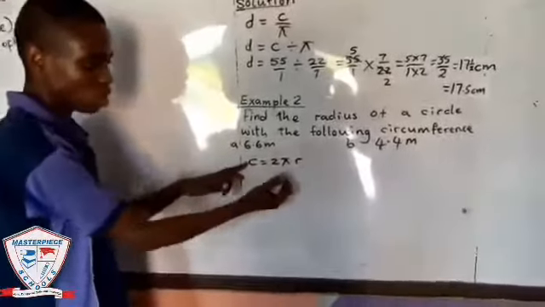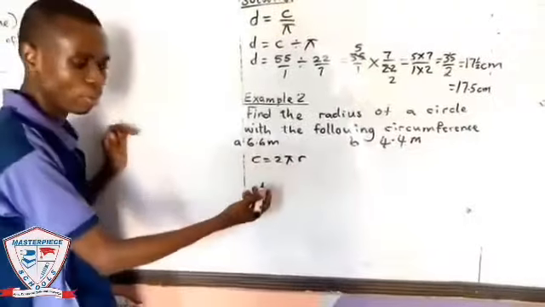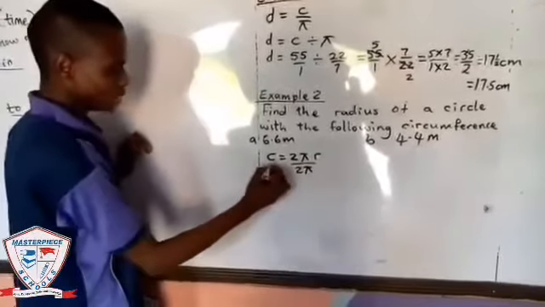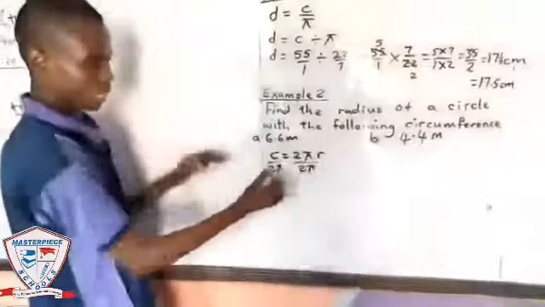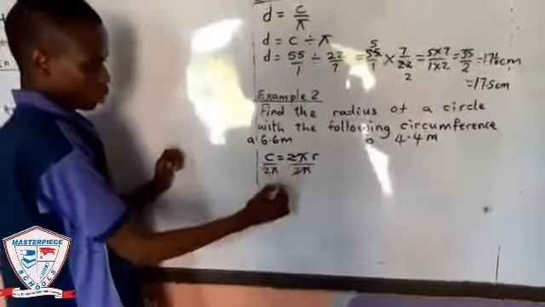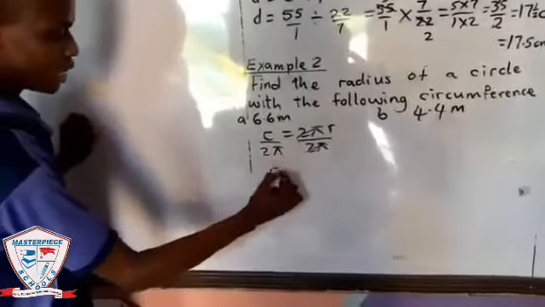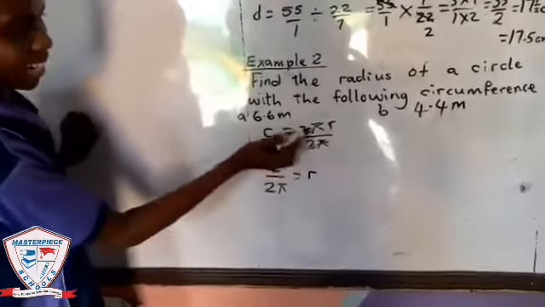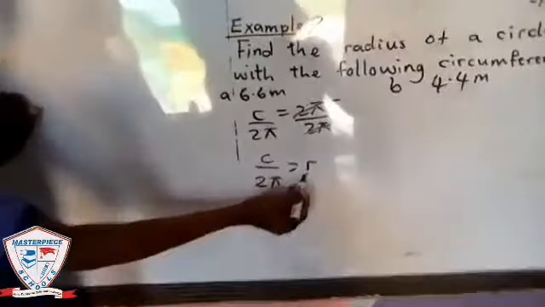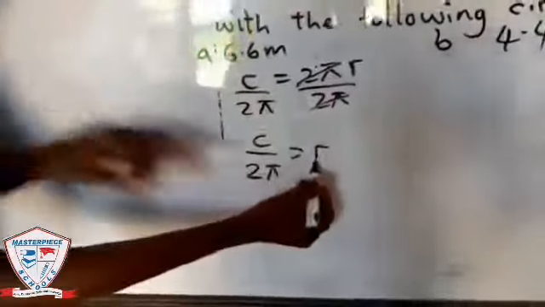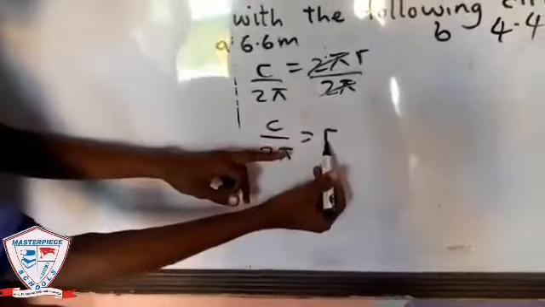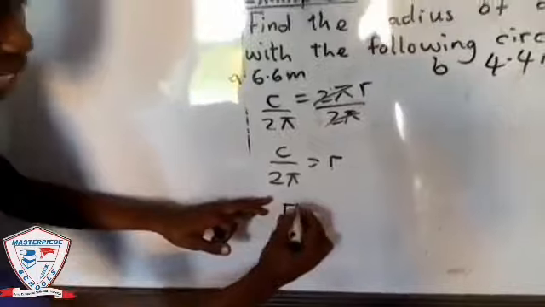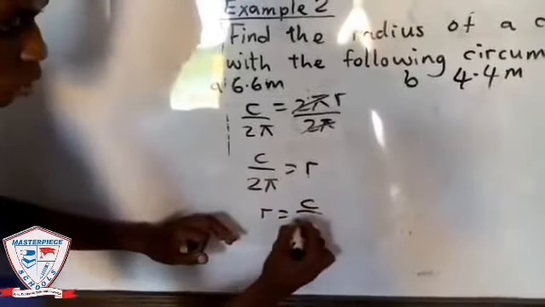But this time, as I showed you how to derive the formula, we are looking for radius. So divide both sides by 2 pi. This will cancel this. So we now have C over 2 pi equals R, because you have already cancelled your 2 pi here. So you have only R remaining. The formula you now use to find radius is R, which is radius, equals C over 2 pi.